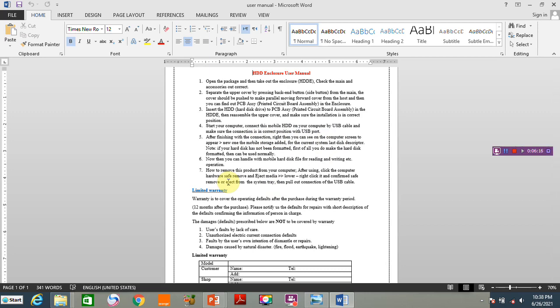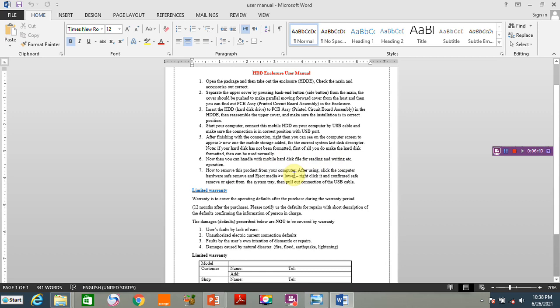And at times, if you're connecting the hard disk for the first time, it will ask you to format it, and they're telling you here. So if you have been actually using it, then it won't require you to format it. Then number 6, now you can handle with mobile hard disk file for reading and writing, etc.